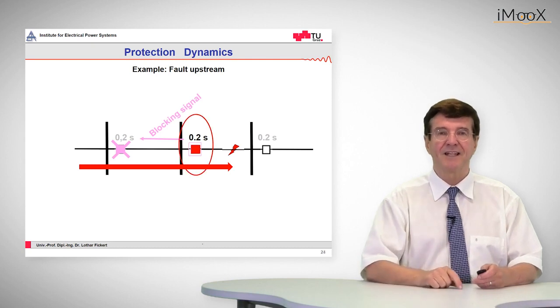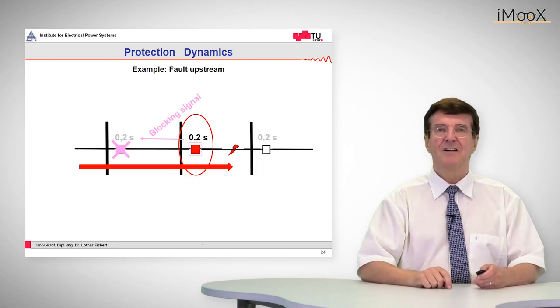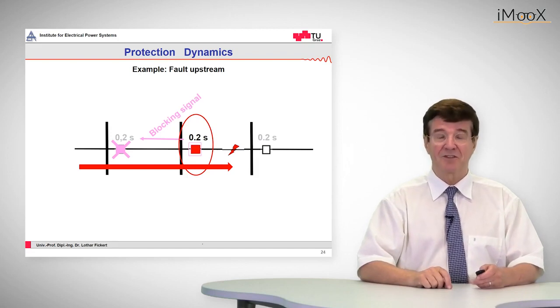So again, wherever this fault has occurred, in any section, we will have a uniform tripping time of 0.2 seconds and no increase of tripping times towards the source.